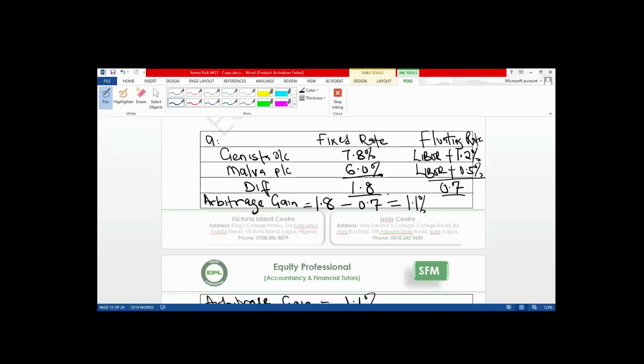Who is better off? Who has a better borrowing rate under fixed rates? Jenista PLC will borrow at 7.8. Magda will borrow at 6%. Which one is cheaper?